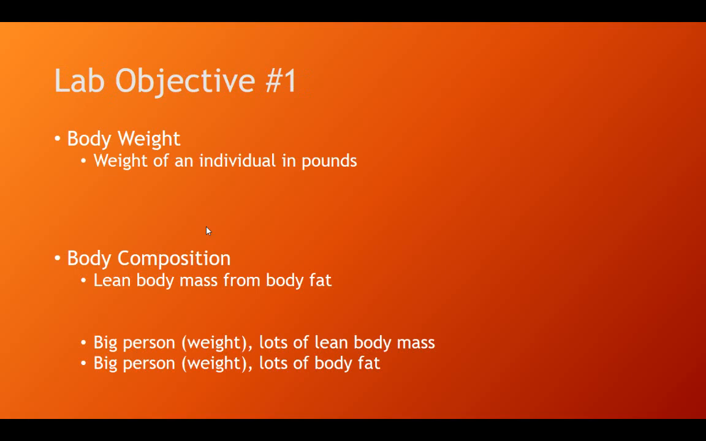So now we're going to switch over to body composition, which is the second component to this lab. And the first thing that we do in body composition, objective 1 there, is the body weight. And so the definition of body weight is the weight of an individual in pounds. Now in the hospital we like to use kilos as well, kilograms as well.